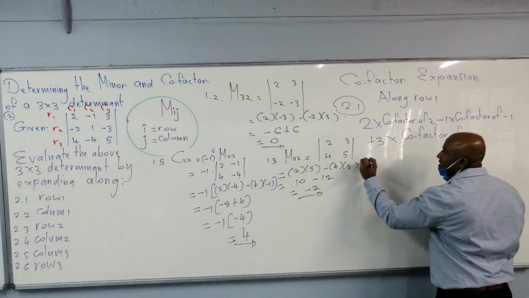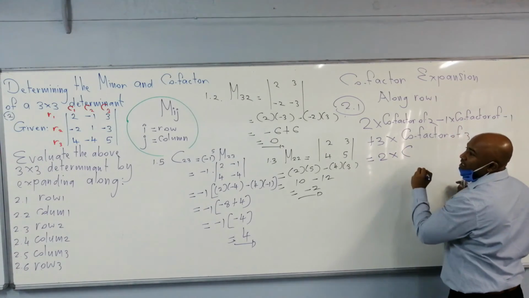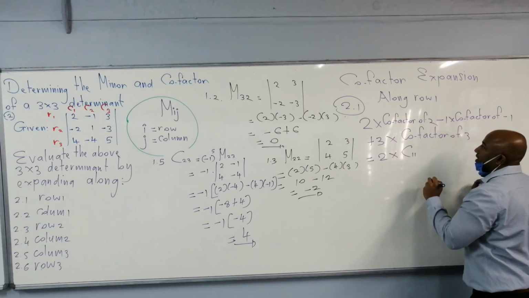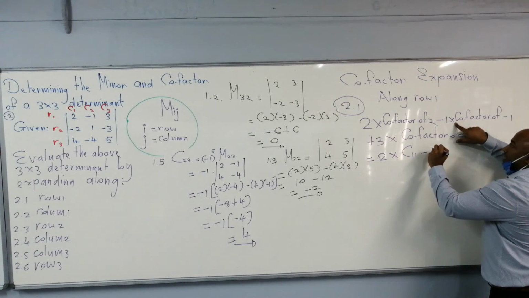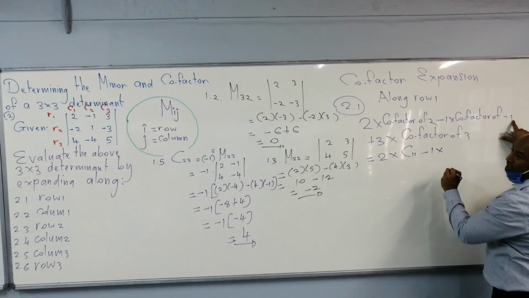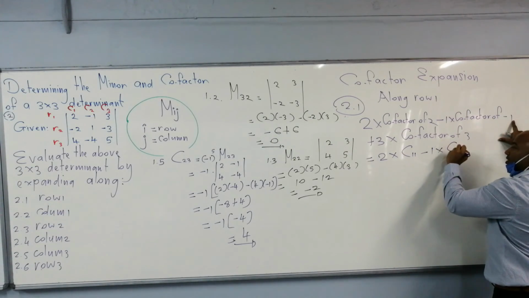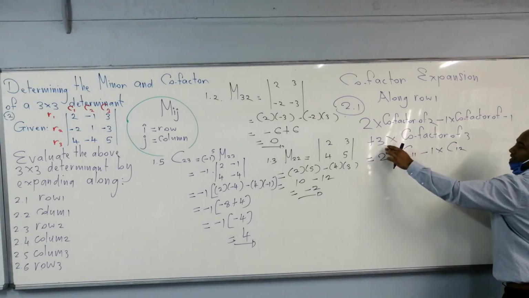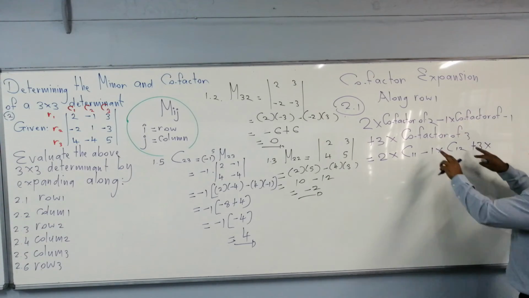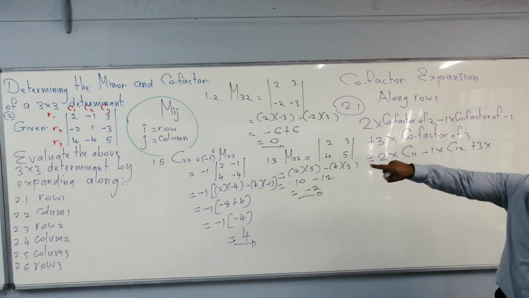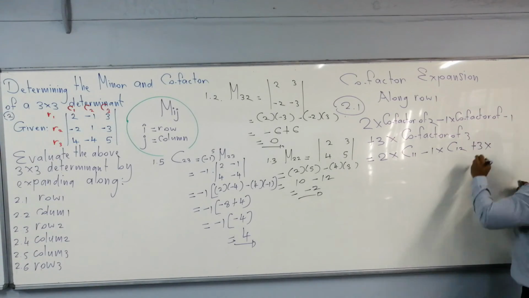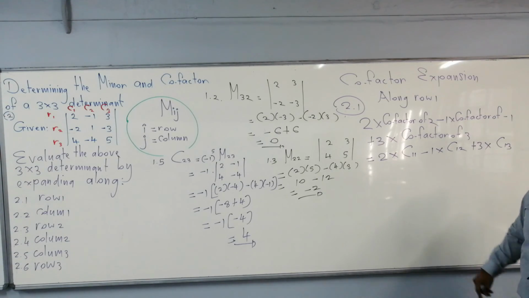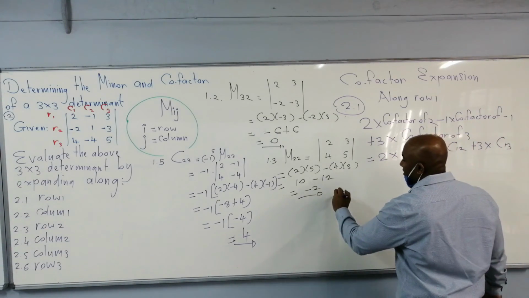So what does this mean? It means 2 times, what is the cofactor of 2? If I write it in terms of C, that's C11. What's the next one then? -1 times the cofactor of -1. Which row and which column is that? It's row 1, column 2. -1 times C12. What's the last number then? 3. So it's +3 times the cofactor of 3. The cofactor of 3, that is row 1, column 3. So that is C13. Obviously, you're going to work all this out and you'll get your answer. Let's take column 1.